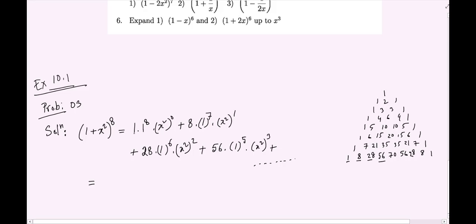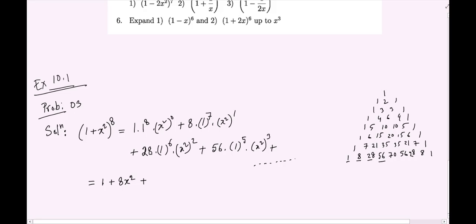So let us simplify. 1 to the power 8 and (x^2)^0, the value of all of these is 1, since (x^2)^0 is equal to 1. So 1 into 1 into 1 equals 1. Then 1 plus 8 into 1 to the power 7, that is 1, and (x^2)^1, that is x^2, so 8x^2.